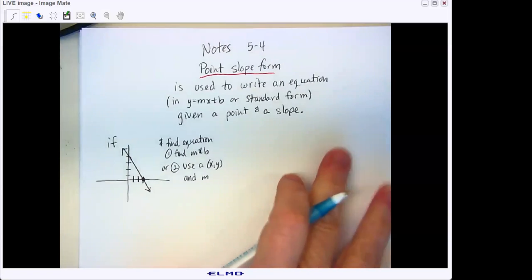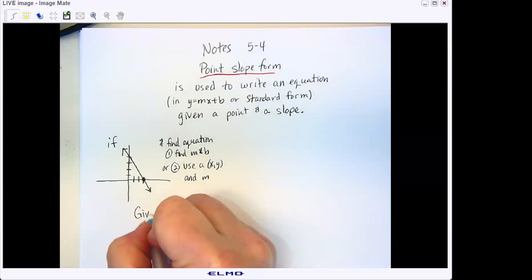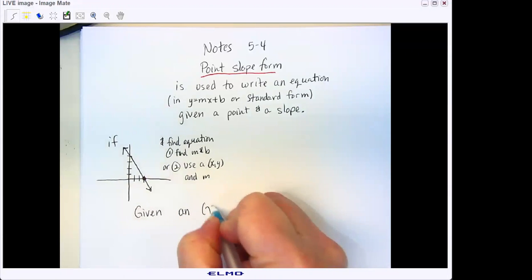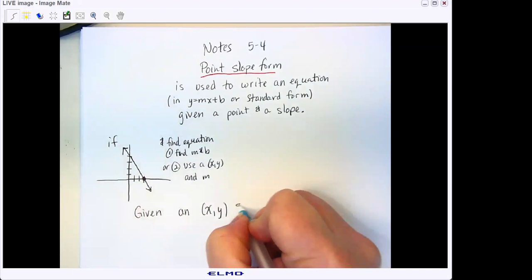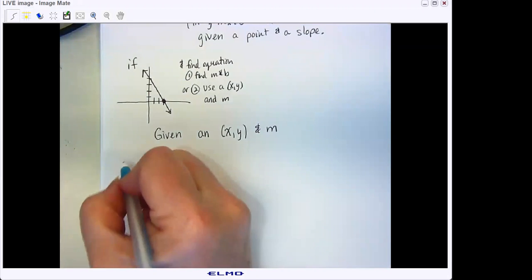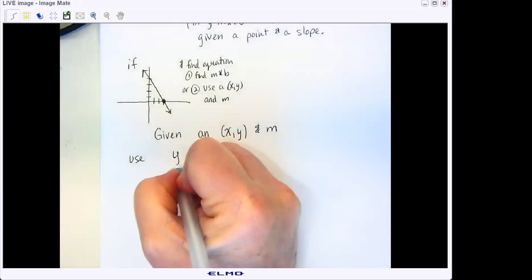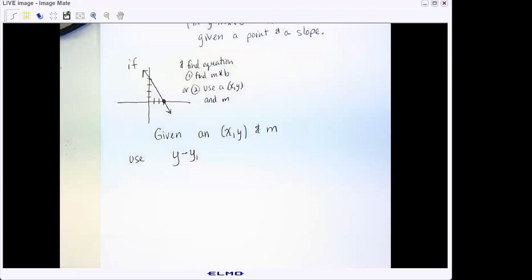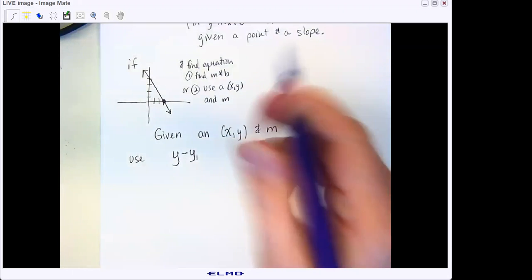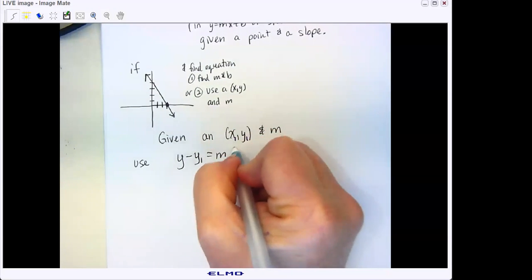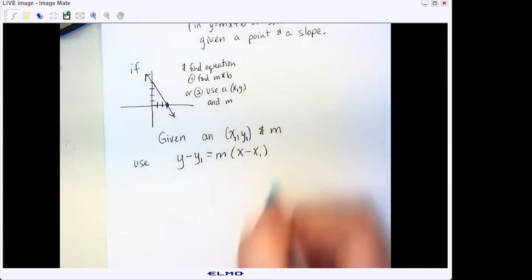Okay. So given an x comma y and an m, we're going to use y minus y1. Let's put little ones with these. So this is my point that I'm going to be using, x1 and y1, is equal to m times x minus x1.